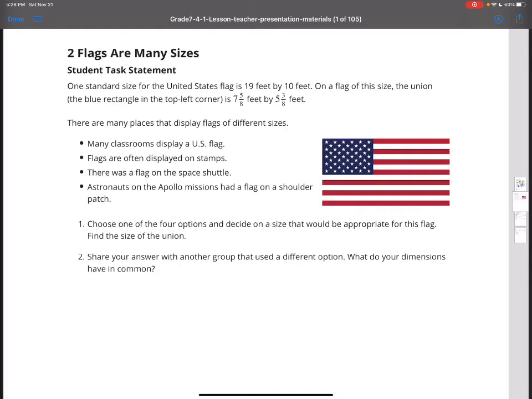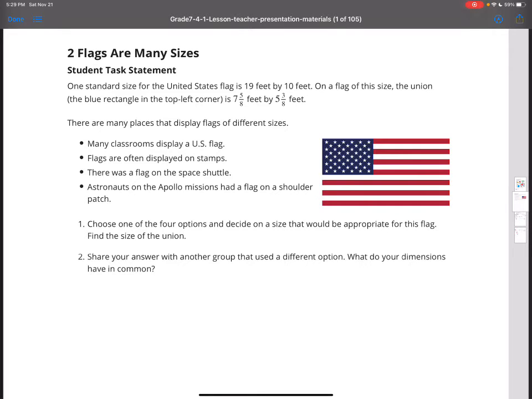Okay, guys, let's look at the second question of this lesson called Flags Are Many Sizes. One standard size for the United States flag is 19 feet by 10 feet. On a flag of this size, the Union, the blue rectangle in the top left corner, is 5 and 5/8 feet by 5 and 3/8 feet.